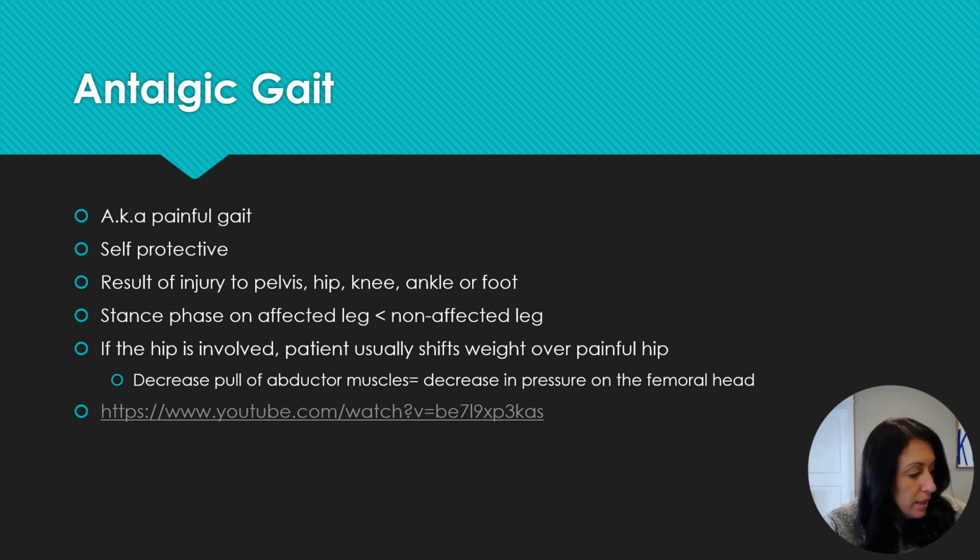You'll see more of a rapid and shorter swing phase of the uninvolved limb. Causes of antalgic gait could be because of disease, usually bone or joint inflammation, or injuries to muscles, tendons, and/or ligaments. So it just depends on what's being painful. I do have, I think, a link on here too that you can look at on this PowerPoint slide.